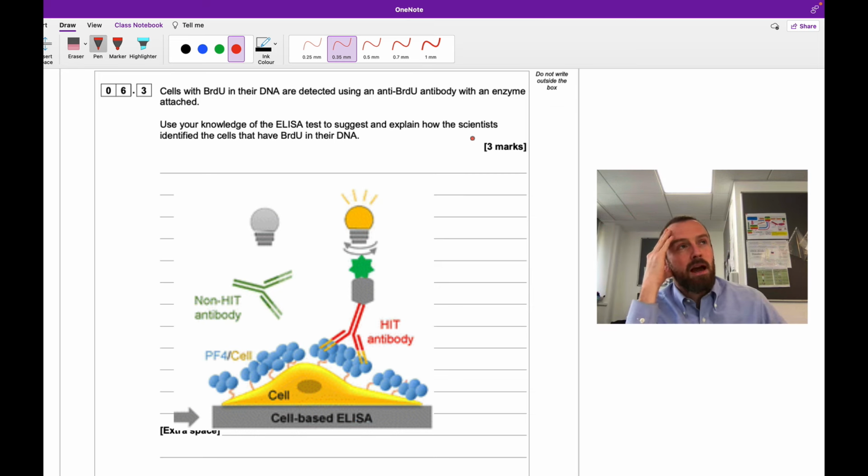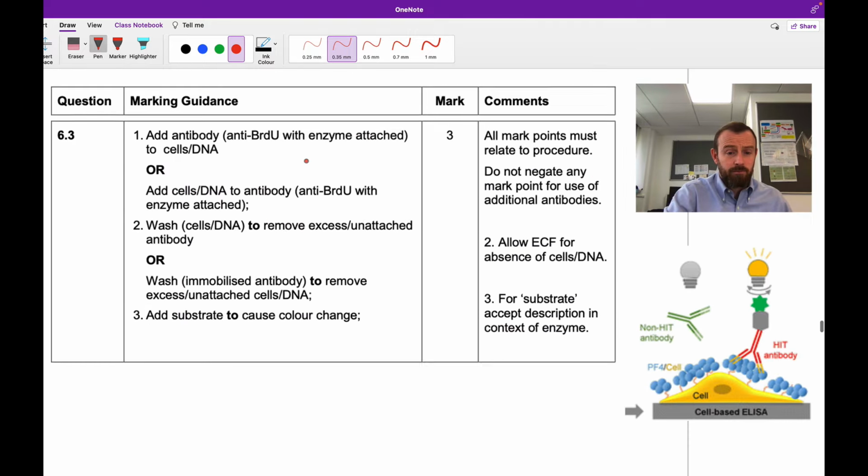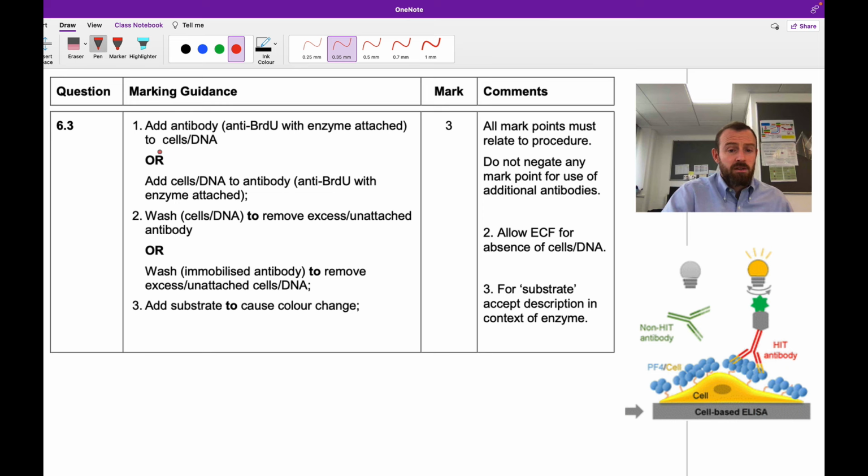I think that would get the 3 marks. We'll look at the mark scheme in a second, but I'm wondering if there'd have to be something else, because I don't know if the antibody would actually be able to get into the cells to bind to the DNA. It would probably just be blocked by the cell membrane. Let's have a look at the mark scheme and see if that would do it. So yeah, okay, that is what we're talking about.